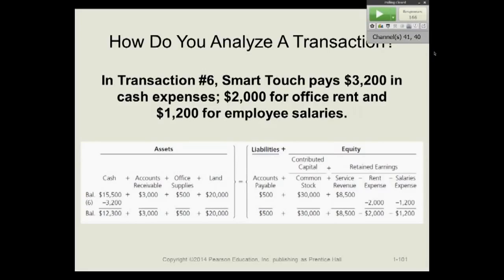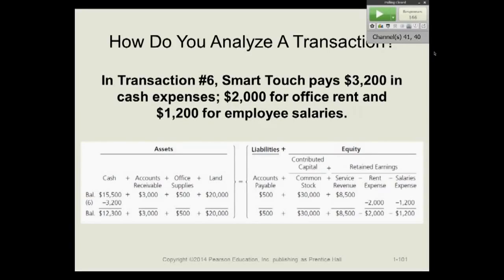All right, so any questions on the expenses? Yes, I have a question. I'll repeat it. So net income is revenues minus expenses? Yes. Net income is revenues and gains, if you have them, and subtracting from that expenses and losses.